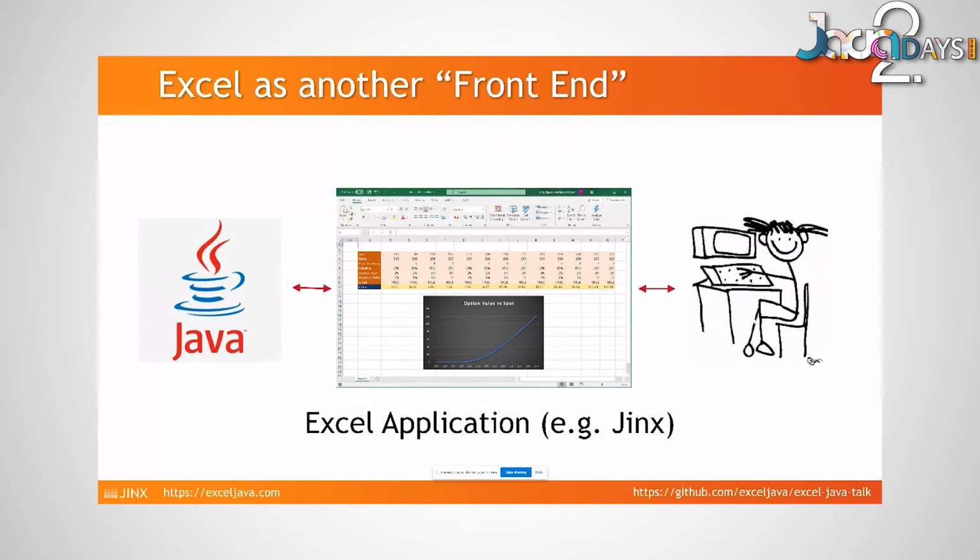But what if we could think about this the other way around? What if we could use Excel in the same way that we use a web browser, just as the presentation layer on top of our back-end code? And again, I'm not talking about writing loads of complex VBA code here. What I want to show you next is just a few different ways that we can use Excel as a front end using only Java code without requiring any VBA.